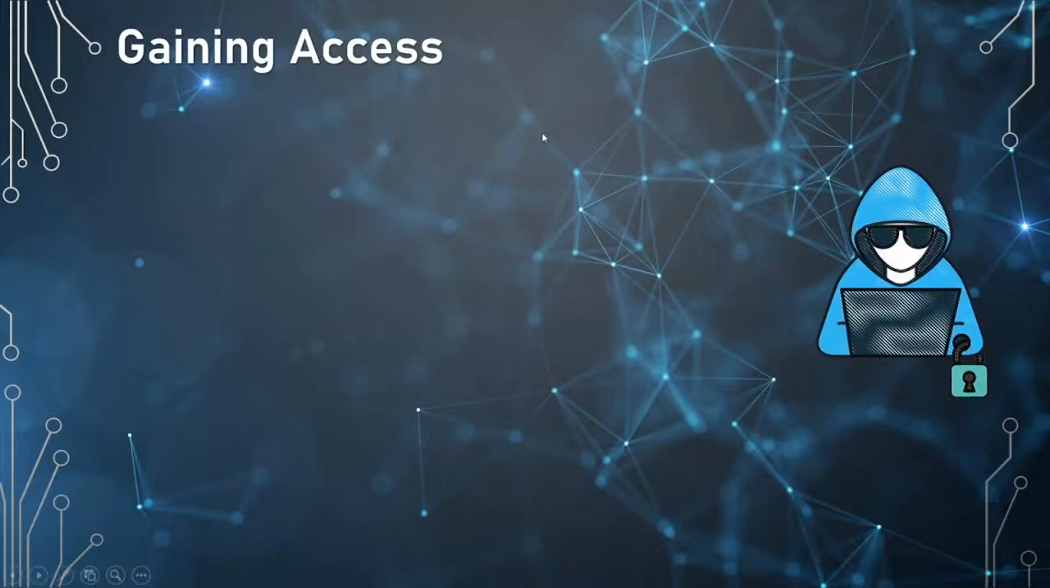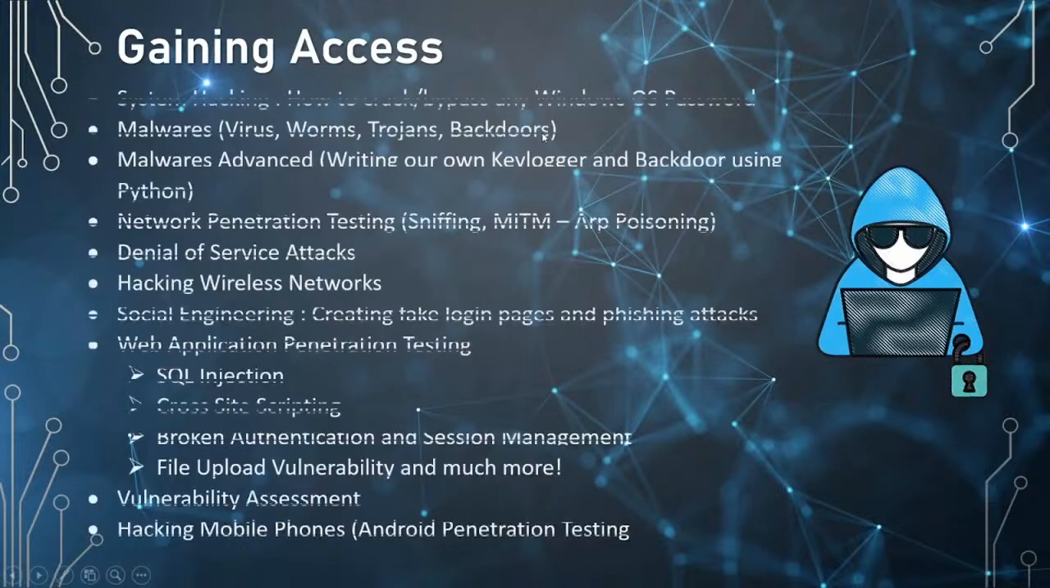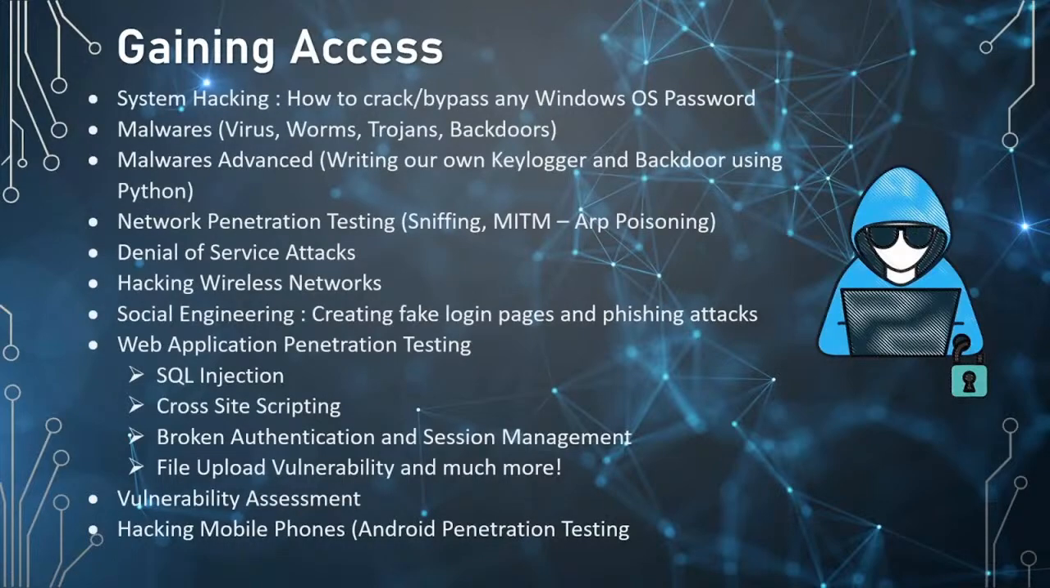So in this, as I've mentioned, there's a huge set of topics. Okay, so let me discuss them one by one. So first topic that we'll be discussing is system hacking. So in system hacking, we learn how we can hack or crack or bypass a Windows operating system password. So whether it be Windows 7 or Windows 8 or Windows 10 or Windows 11, doesn't matter. How do we crack or how do we bypass the password is what we learn in system hacking. So if your system is password protected, how can you crack and understand what the password is in clear text?